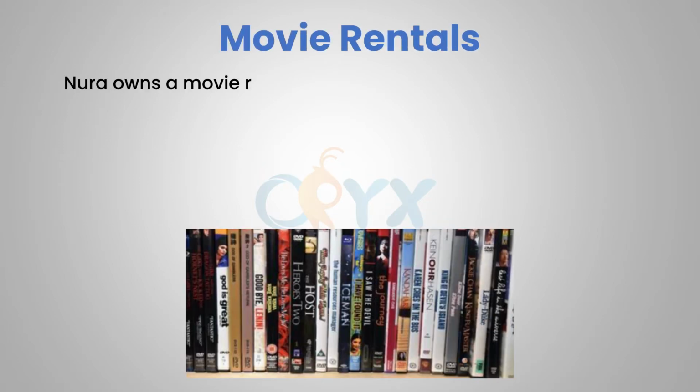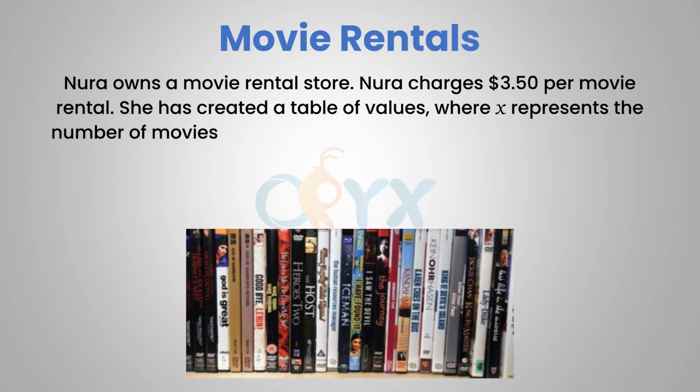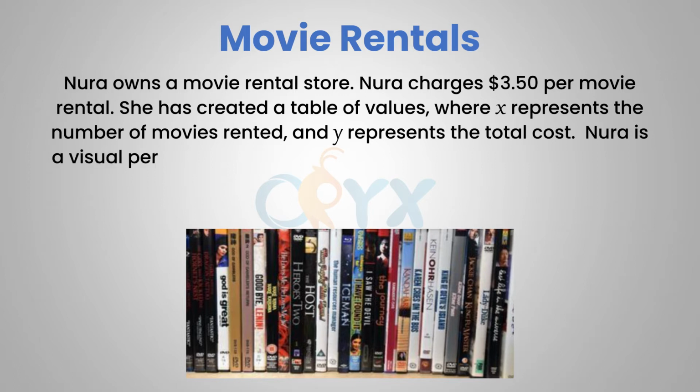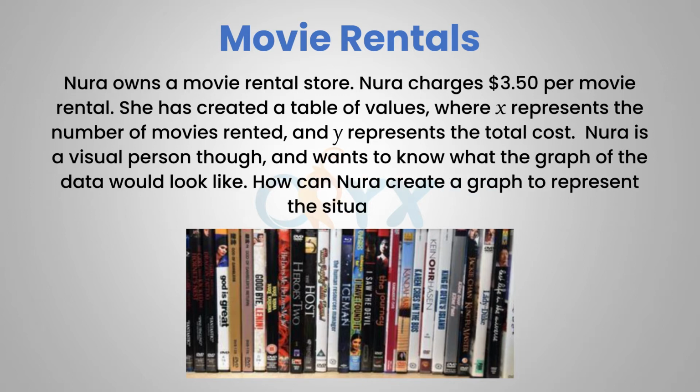Nura owns a movie rental store. Nura charges $3.50 per movie rental. She has created a table where X represents the number of movies rented and Y represents the total cost. Nura is a visual person, though, and wants to know what the graph of the table would look like. How can Nura create a graph to represent the situation? If you would like to see the graph, please follow along and we'll revisit this question at the end.